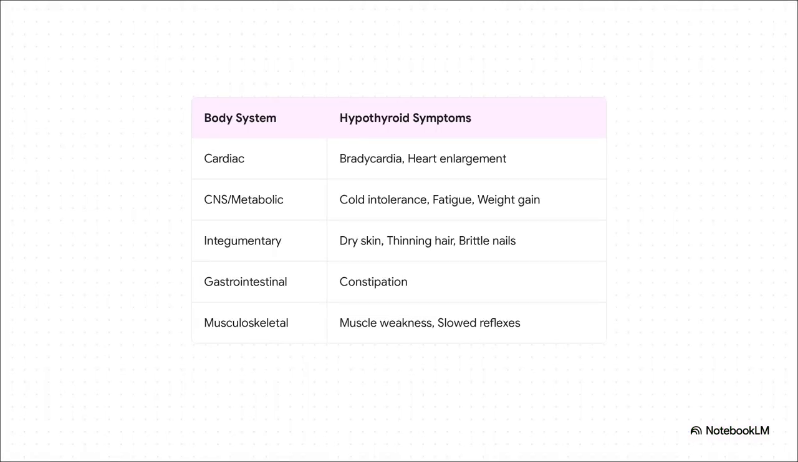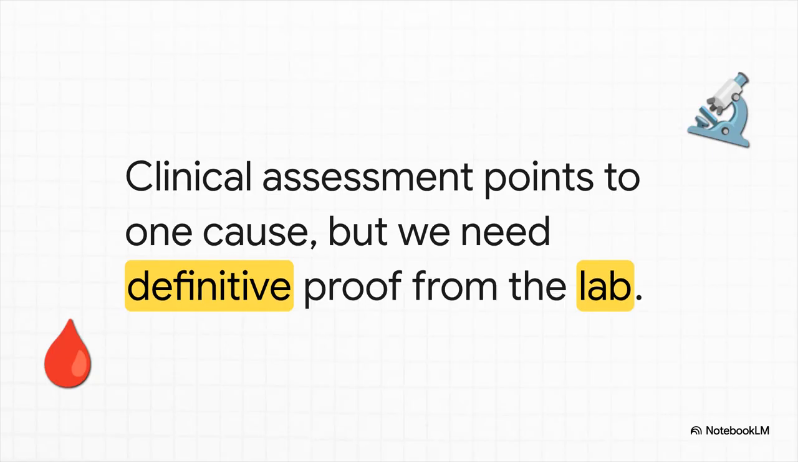Now, what's really interesting here is how all these low and slow symptoms are organized. See, a patient might just say they feel tired, or they're constipated, or that their skin is dry. By themselves, those complaints are kind of vague, right? But when you, as the nurse, start clustering them together, the slow heart rate, the fact they're always cold, the weight gain, that's when a clear clinical picture of hypothyroidism starts to pop right out. So our nursing assessment is pointing strongly in one direction. Our gut is telling us something's up, but we can't diagnose based on symptoms alone. We need definitive proof, and that comes from the lab.